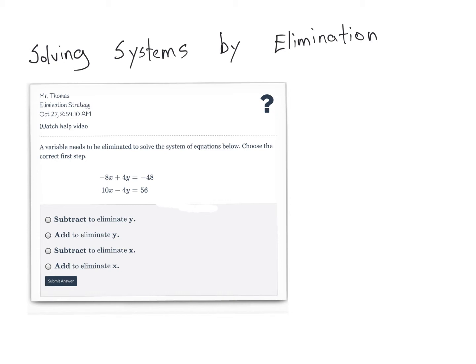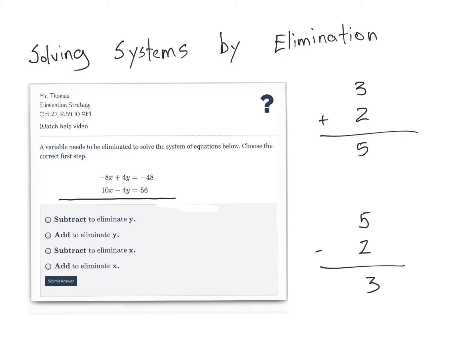A variable needs to be eliminated to solve the system of equations below. Choose the correct first step. All right. So the way I look at it is I put, like back in elementary school, you have 3 and 2, and you put that bar and then you put plus, right? That's 5. Or you do 5 and 2, you put that bar and then minus, right? That's what that bar I put under there is. The question is, should I plus or should I minus? Those really are the only two options. We're not multiplying or dividing the two equations, plus or minus, okay?